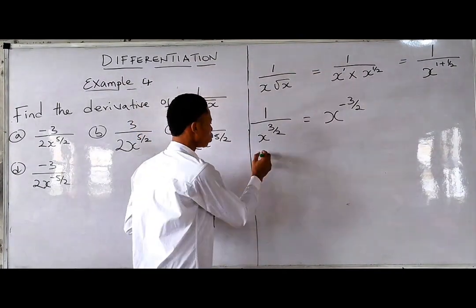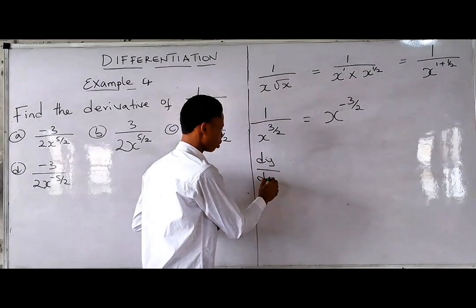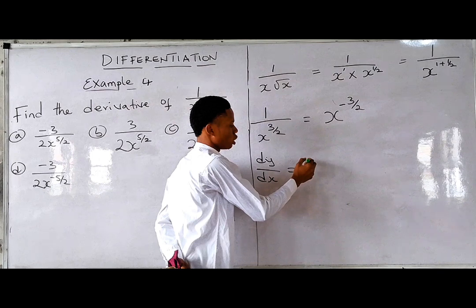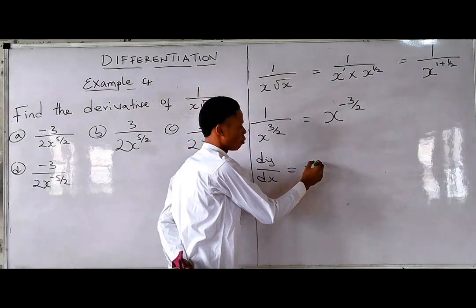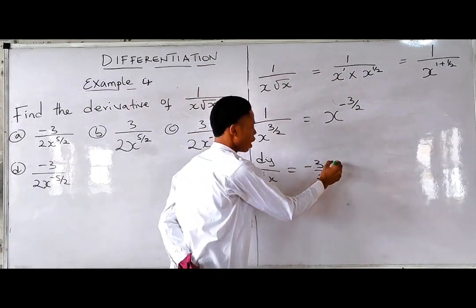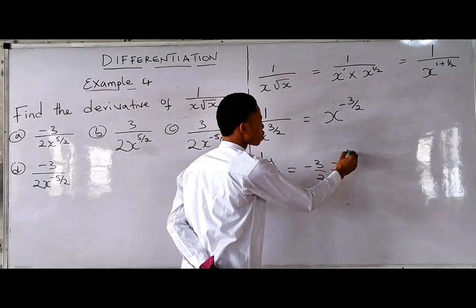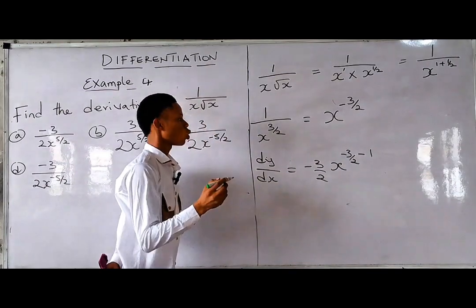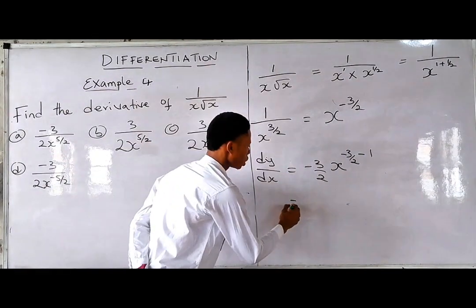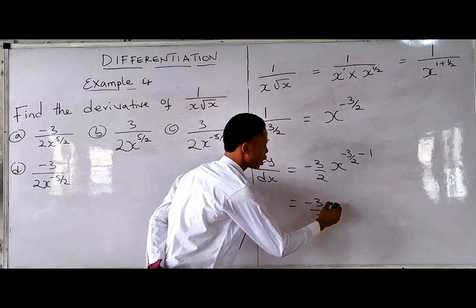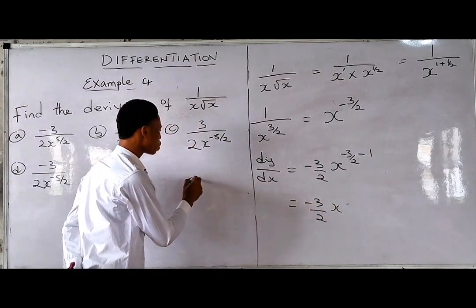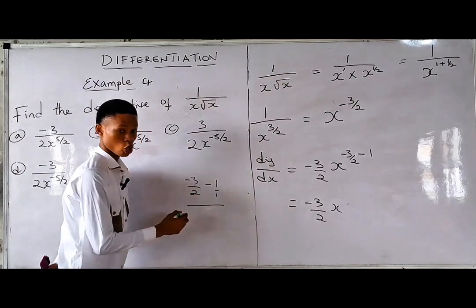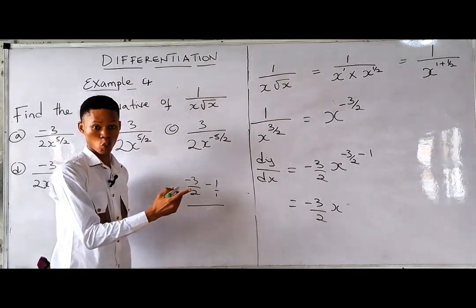If you are asked to differentiate now, dy over dx will give us dy over dx. If I'm differentiating this, what do I bring to the side? Minus 3 over 2. X raised to power minus 3 over 2 minus what? Minus 1. Good. So I'll be having now minus 3 over 2 x raised to power, now minus 3 over 2 minus 1 will give me what? Minus 5 over 2. How do you get that?